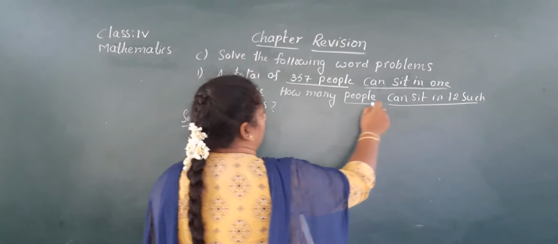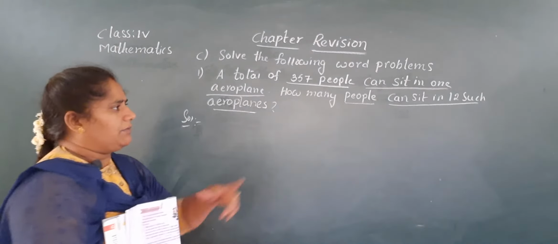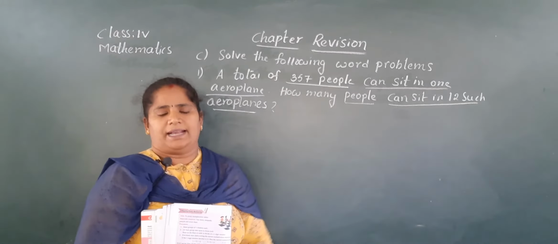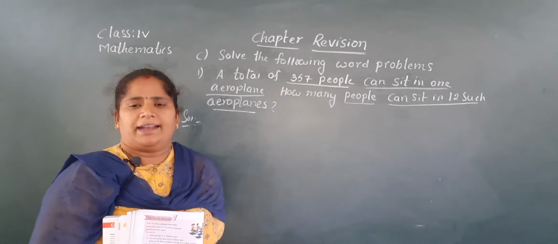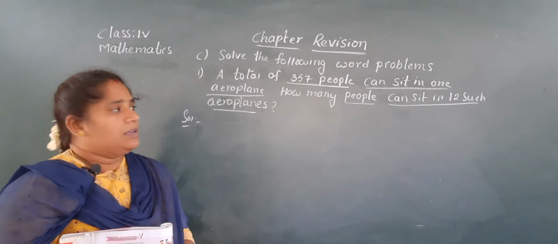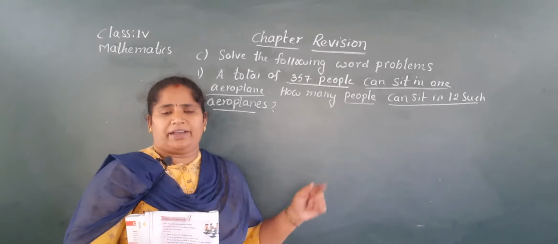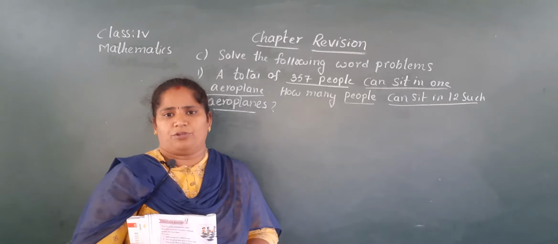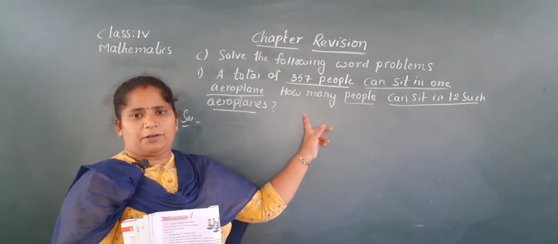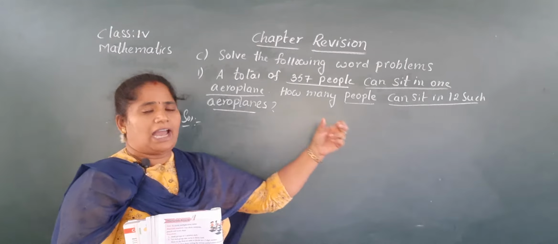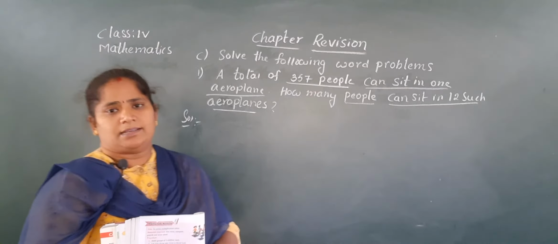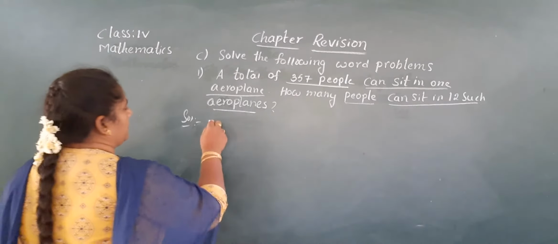Here one aeroplane is given and we have to find the 12 aeroplanes' people. Okay, how can we get this answer? By doing multiplication. So if the value of one item is given and we have to find the value of more items, we multiply. Don't forget that. Here one aeroplane people is given. Now we have to find out the number of people who can sit in 12 aeroplanes. Yes, write down the steps children.